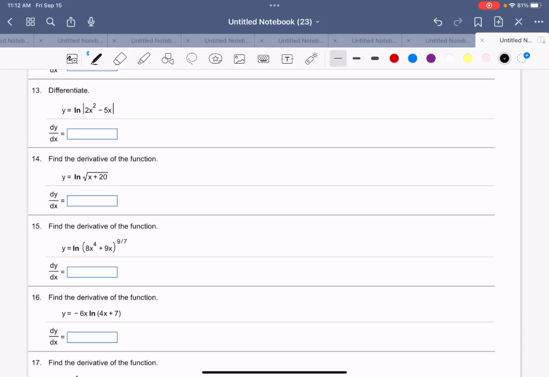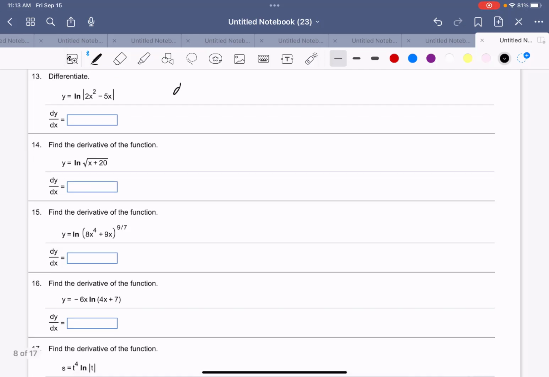Example number 13. Differentiate y equals the natural log of the absolute value of 2x squared minus 5x. Sometimes when you have a natural log function, you will see those absolute value bars, which remind you that you can only take the log of a positive.